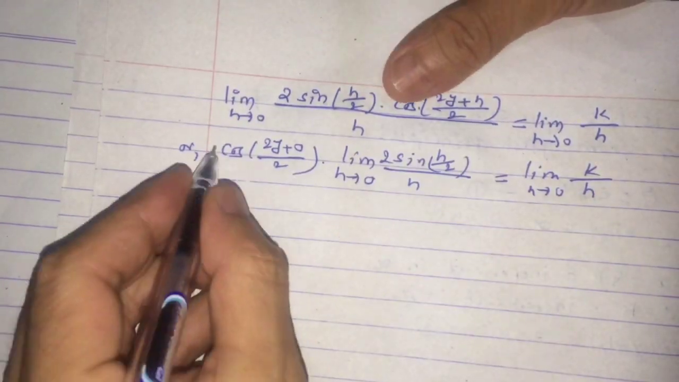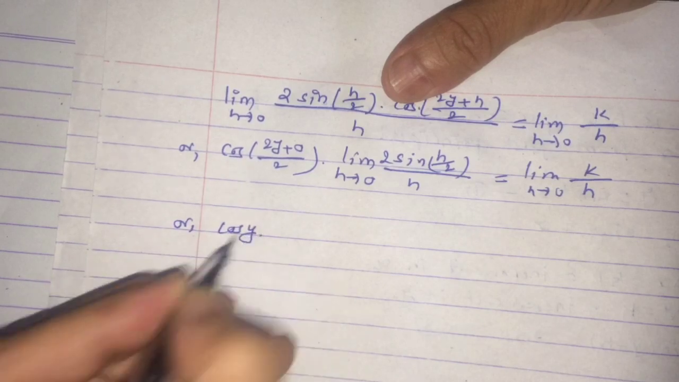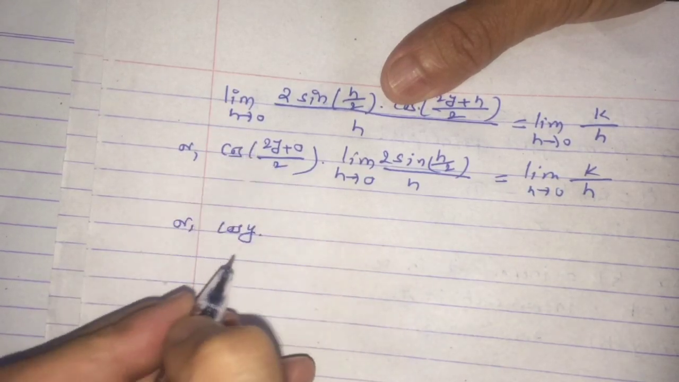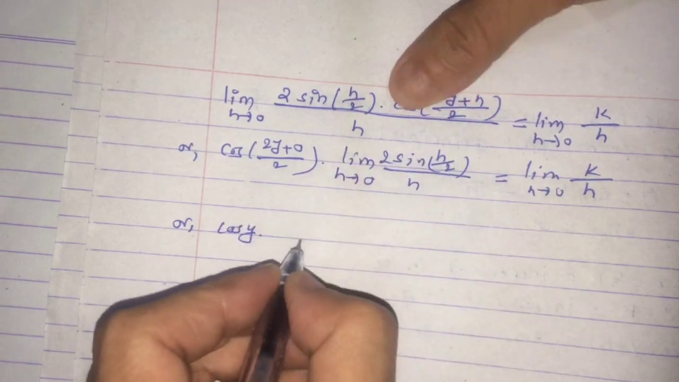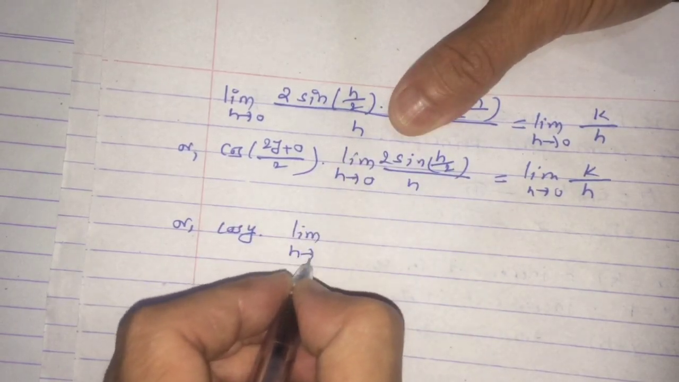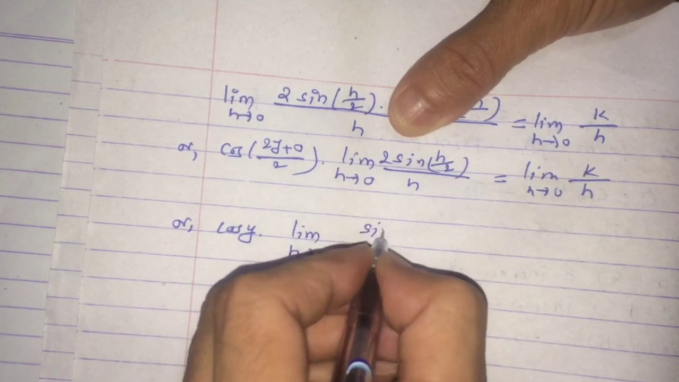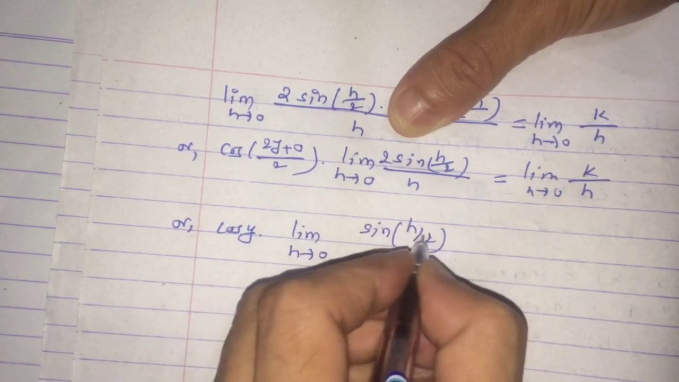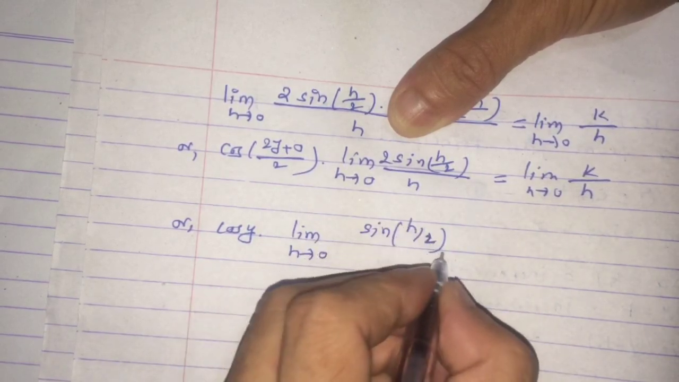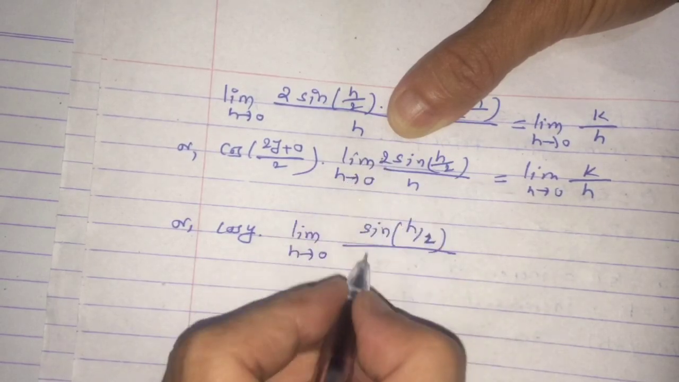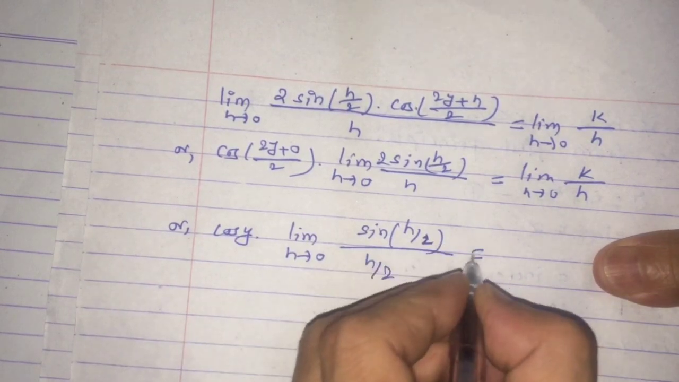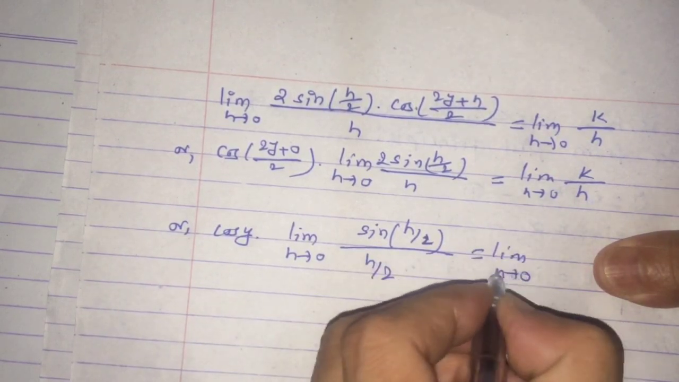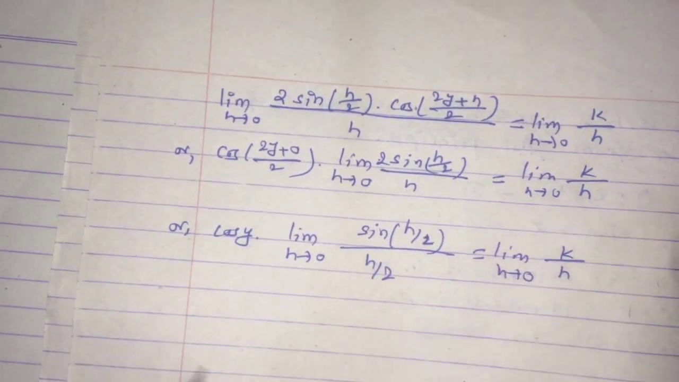Again here we are left with cos y, because the y/2 cancel out, so cos y is there, and inside this limit we have to arrange the values. In the numerator I keep sine of s by 2, and I take this 2 to here, equal to limit as s tends to 0 of k divided by s.